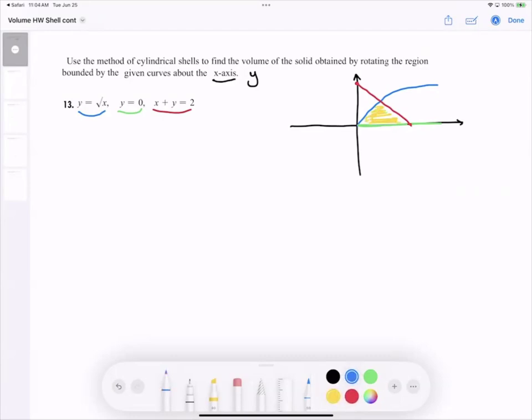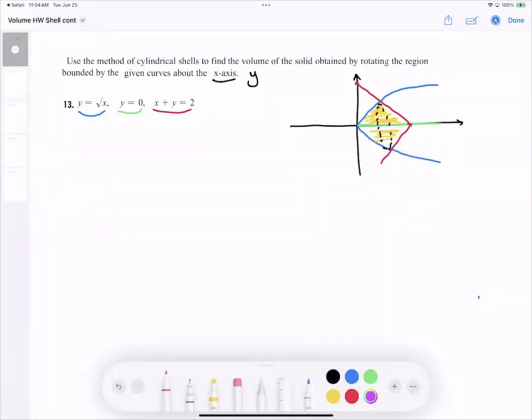By symmetry, since you're rotating about the x-axis, this is what you have. And then as usual, we're going to use some dotted lines to show that we rotate this about the x-axis. Okay, perfect.